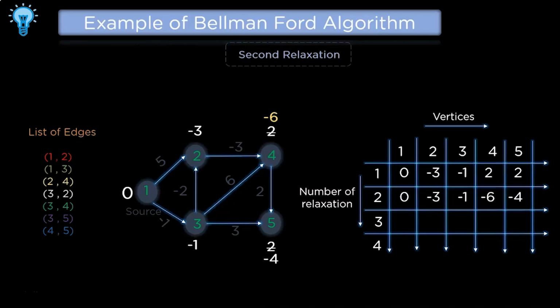So we will replace 2 by -4. So in the table of second relaxation, we will update all the vertices with minimum cost. Now let us move to third relaxation stage.